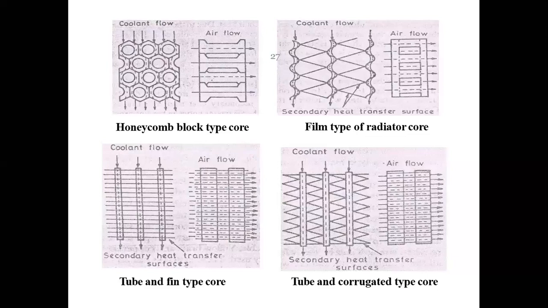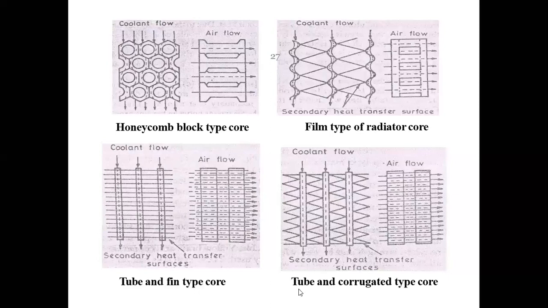This wire type of tubes will act like pins so that the heat transfer rate can be increased. Air will be blown over this and cooling will take place, and then this cool water will be supplied again back to the engine cylinder block.